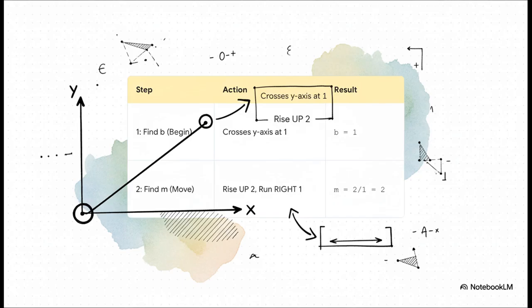Now for step 2, the slope, m. Let's start from our b point and find another nice clean point where the line crosses the grid. There's one. To get there, we rise up 1, 2, and then we run to the right 1. So our rise over run is 2 over 1, which just simplifies to 2.